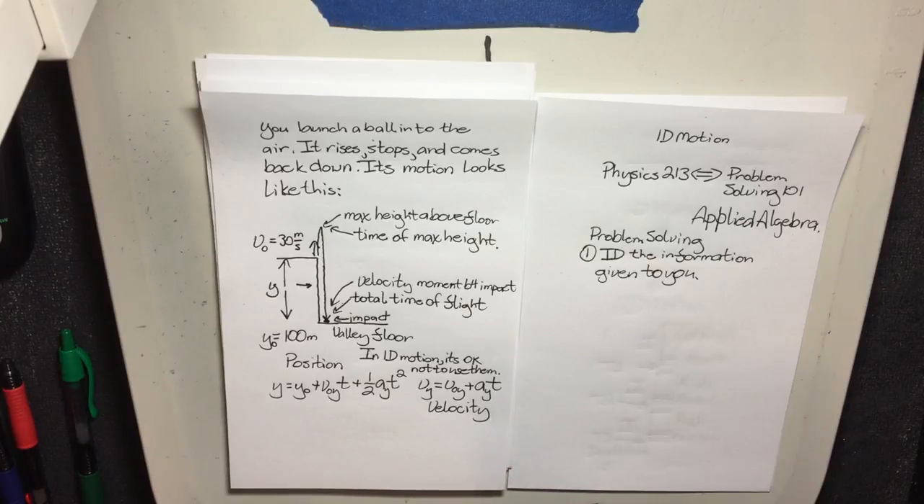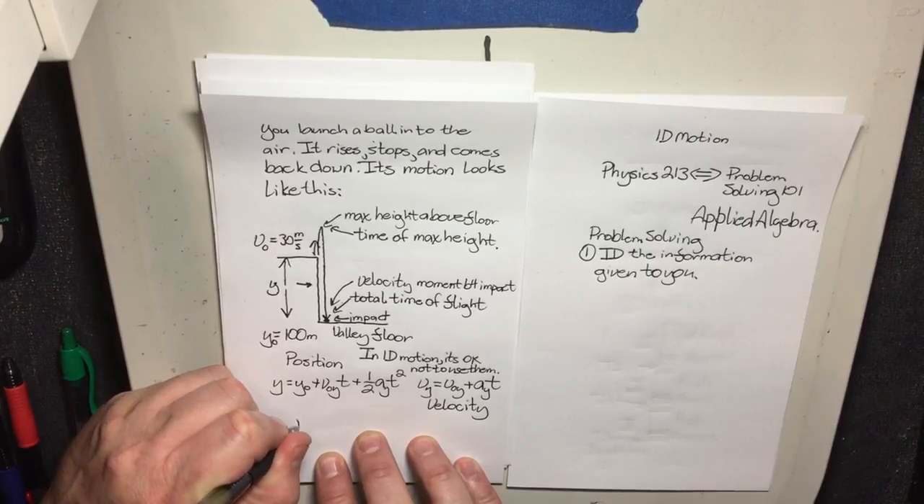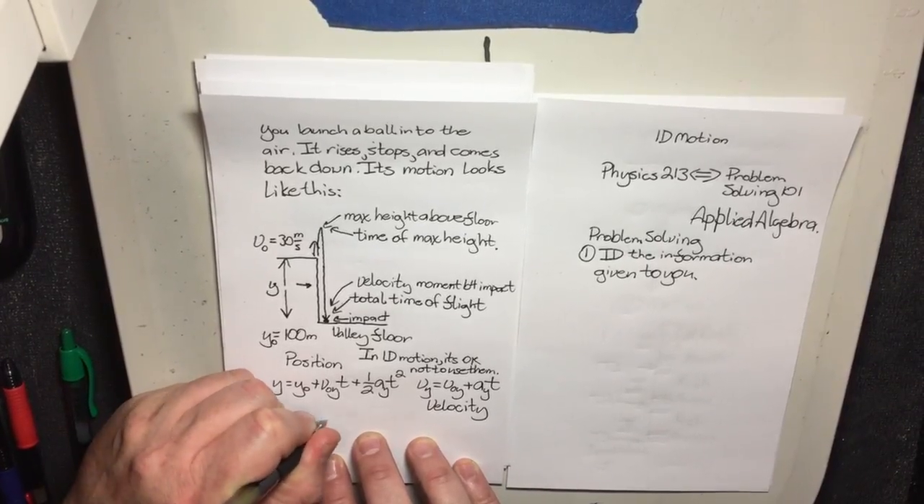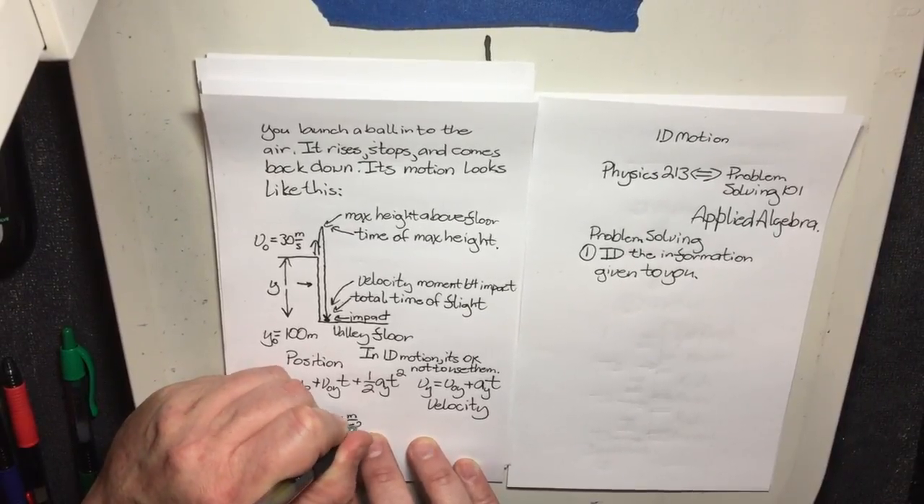Now let's talk about the planet Earth for just a moment. When I was in high school, I was a gravity zealot. I was a purist. I was like, gravity has to be always negative 9.81 meters per second per second.